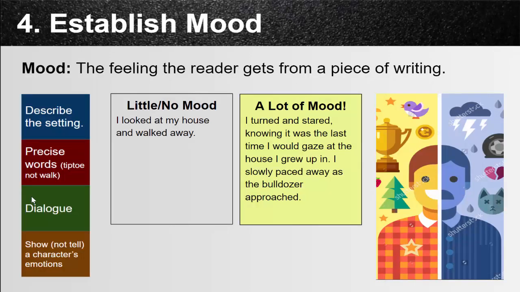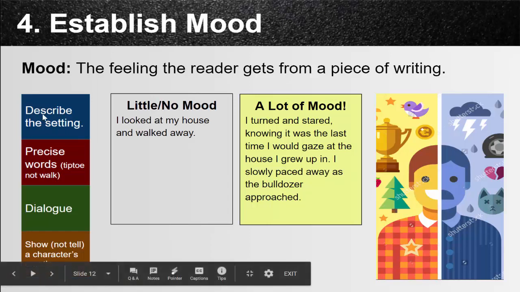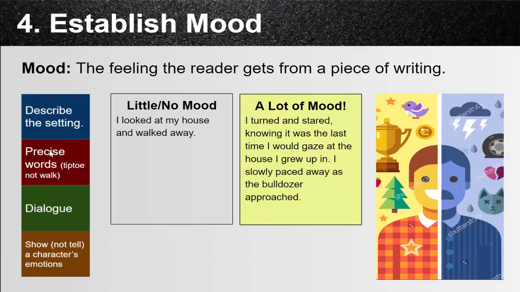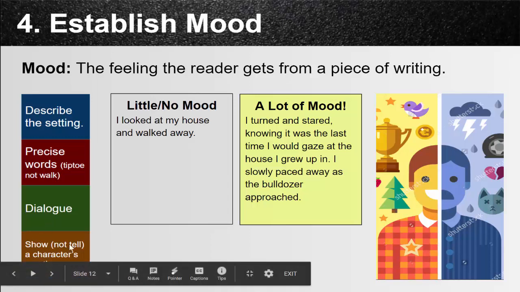The last thing we want to do in the introduction then is establish the mood. Remember, the mood is the feeling that your reader gets from a piece of writing. And there's a few ways you can do that. You can describe the setting, which you've already probably done if you've followed the instructions here. Precise words can also create mood for the reader, like where you say tiptoe, not walk. That makes the reader a little bit nervous. Dialogue can establish the mood where you have someone say something where they're sharing their feelings, perhaps. And then when you show a character's emotions, not just tell it.